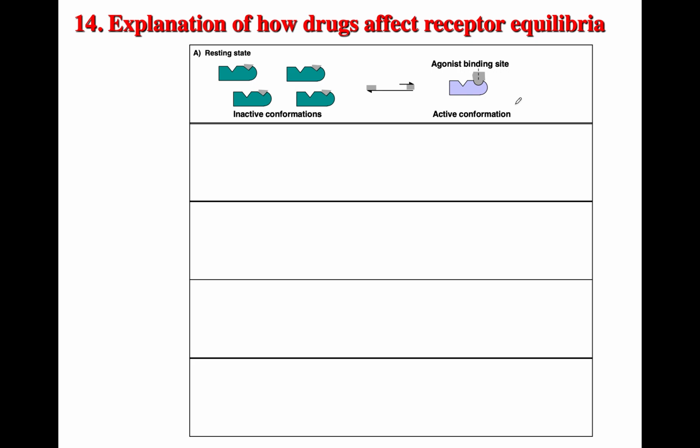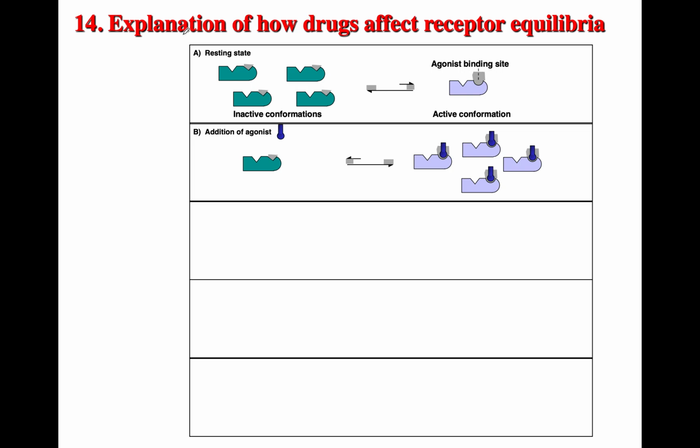So the agonist is going to be able to bind, and so you have the inactive conformation here, and this is the active conformation. The binding site of the agonist is here when the receptor is active. When you add an agonist, it is going to push the equilibrium of the receptor towards the active conformation.